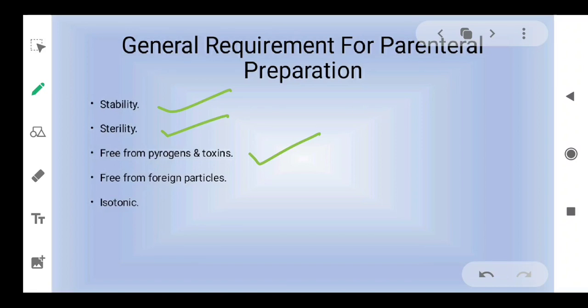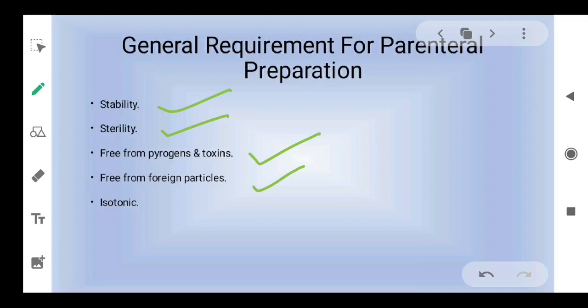Next is free from foreign particles. That means all parenteral products should be completely clear, transparent solutions. The solvents used in the manufacturing of parenterals should be free from any visible particulate, and they must meet the compendial specification for the number of subvisible particles, which should not be more than 10 to 25 micrometer. It can be achieved by adopting valid cleaning methods for all equipment and packaging material.